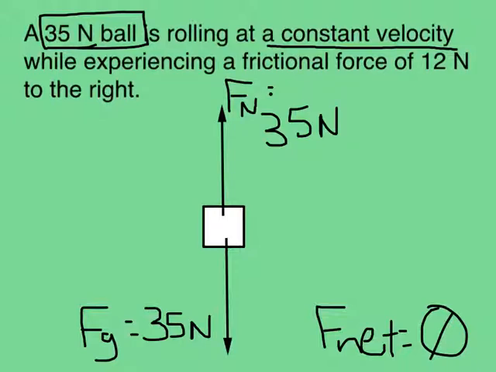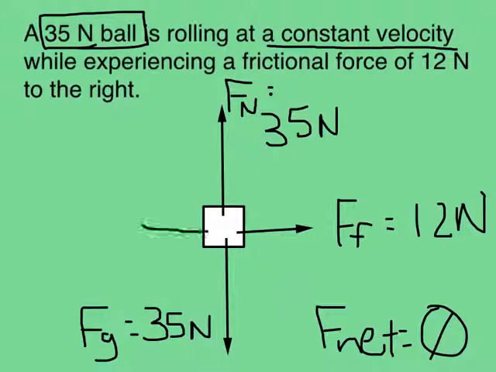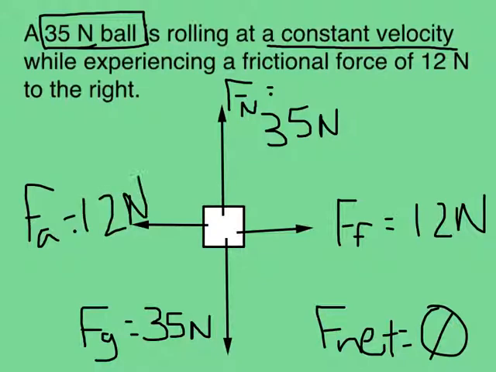We're also told specifically that there is a frictional force acting to the right and that it has a value of 12 newtons. And we are not told anything about an applied force, but we know that there must be something pushing to the left there, and that force might as well be called an applied force. It really could be anything without any other information, but we know for sure that there's something over there, and it's got to be worth 12 newtons.